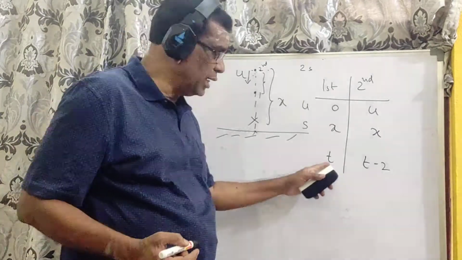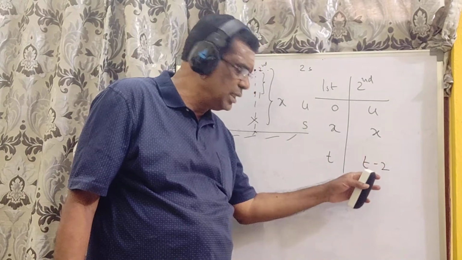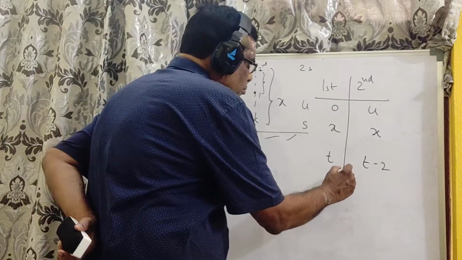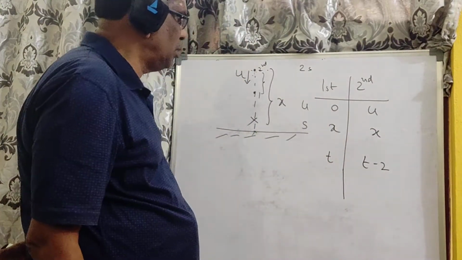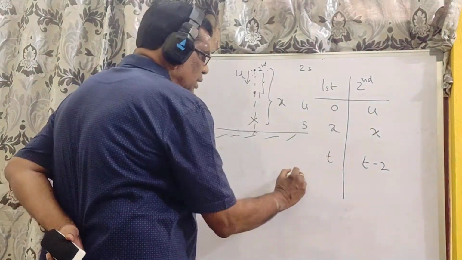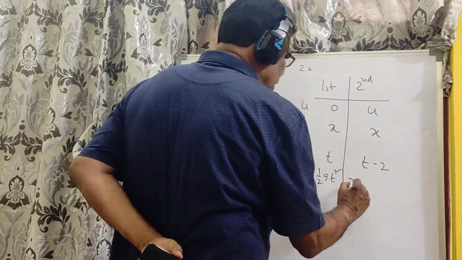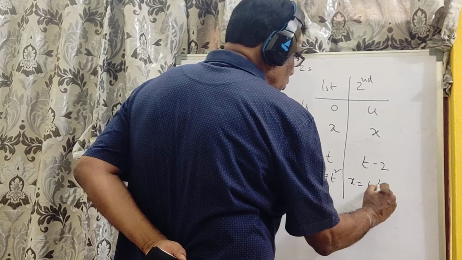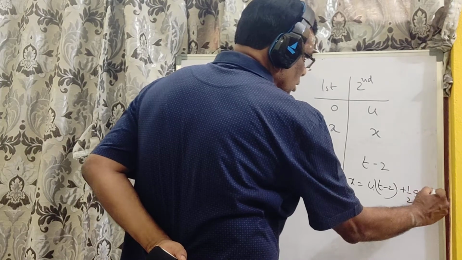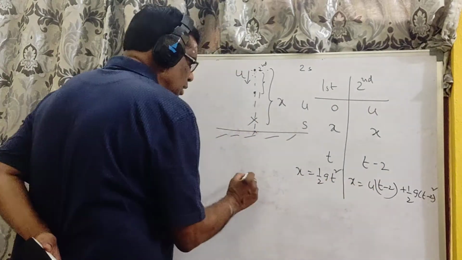But remember, if they ask from the moment the second body is dropped, you had better take t here and write t plus 2 here, okay? And then your equations are given. Use the general standard equations. If I write for this, x is equal to half g t square. And if I write here, x is equal to u t plus half g into t minus 2 whole square. Now take these two equations, because these two are the same.